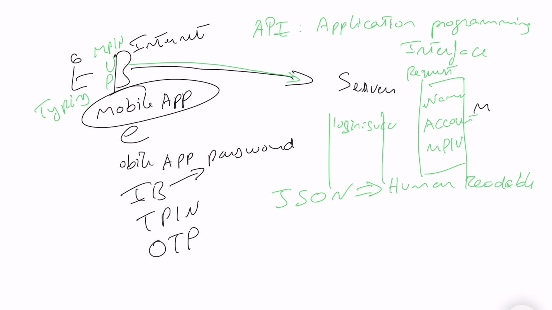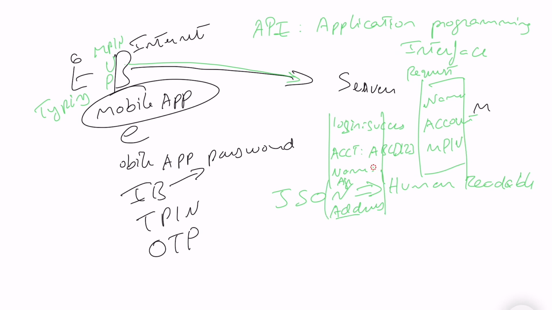Login success, account number ABCD123, something like that. Then maybe it can give some more details: name, maybe your profile details, your age, your address. Okay, these are all hypothetical fields which I am taking.